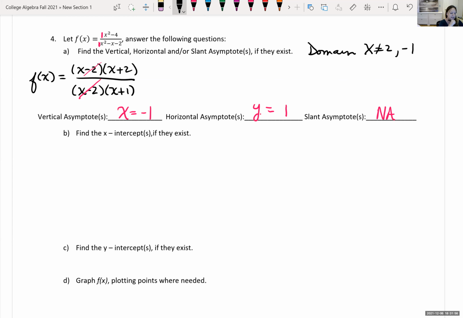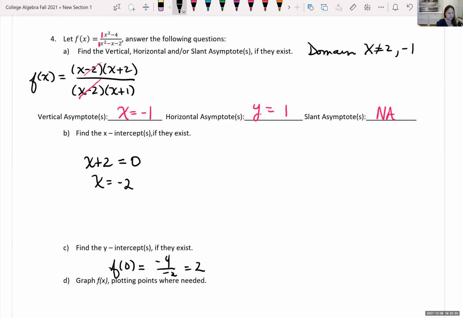The next part is find the x-intercepts. And so remember, x equals 2 is not part of our domain. So the only value that's going to set the numerator equal to 0 is when x plus 2 equals 0. So this would be x equals -2. We can find the y-intercept by plugging in 0 for x. And so looking at f of 0, we get -4 over -2, which is 2.